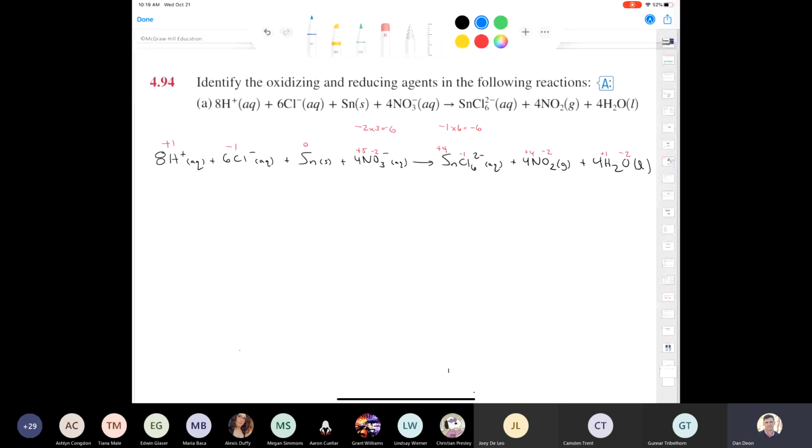Well, let's see here. We see that the tin is going from 0 to +4, right? Remember, oxidation is losing electrons, and so the tin is being oxidized. Okay? If it's being oxidized, that means that it is the reducing agent. And if you're like, well, you haven't even identified if something's being reduced. Well, I can tell you right now that if something's being oxidized, something else has to be undergoing reduction. Who could tell me what's being reduced? What is being reduced in this problem?